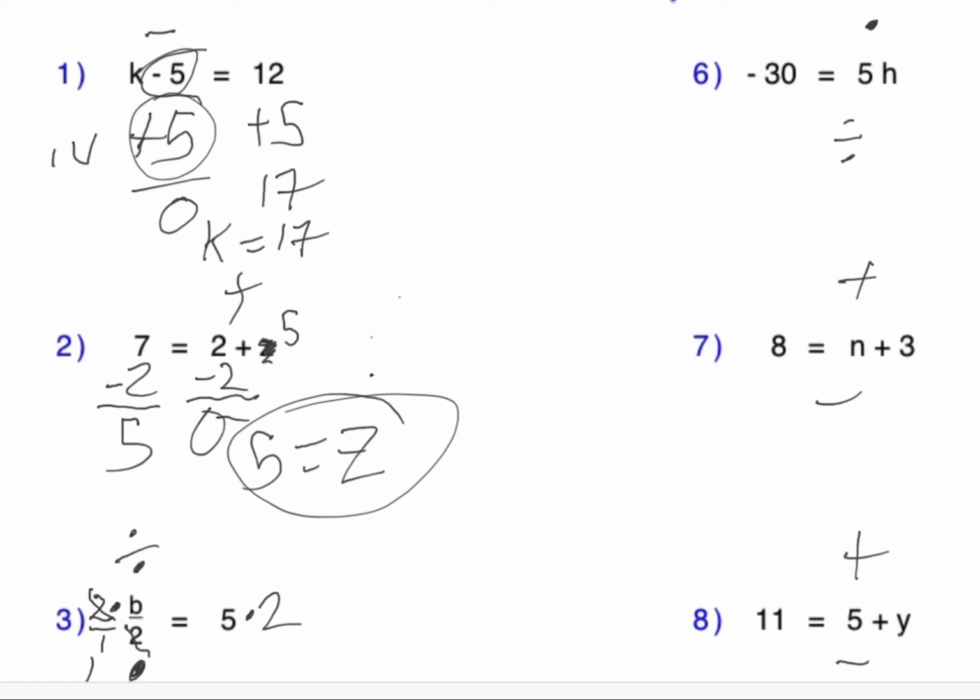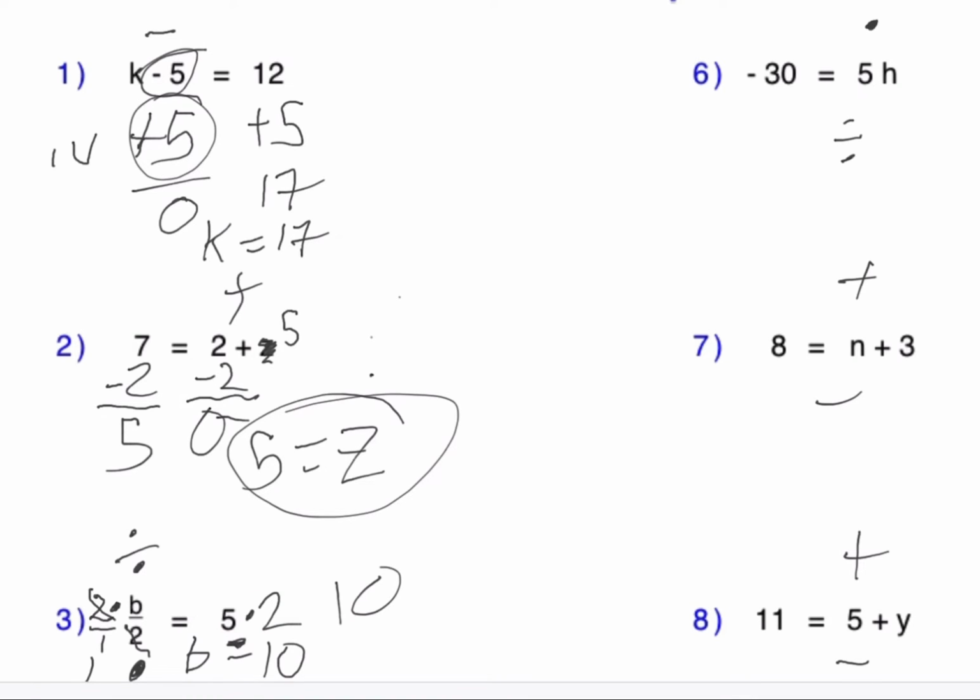So 5 times 2 is 10. So now we've got b, right? And I don't have to write the 1 because 1s are invisible when they're next to a variable. So we've got b equals, and this became 10. So b equals 10.